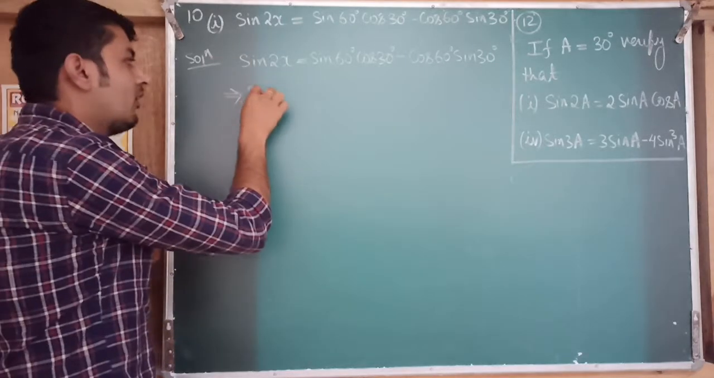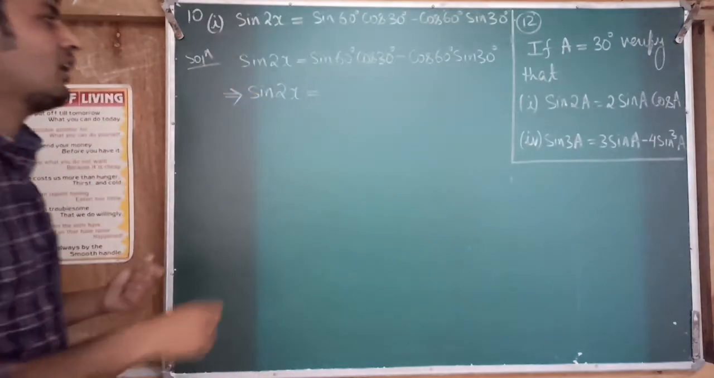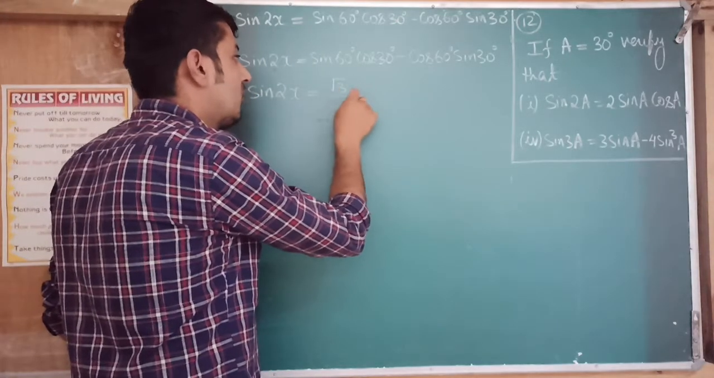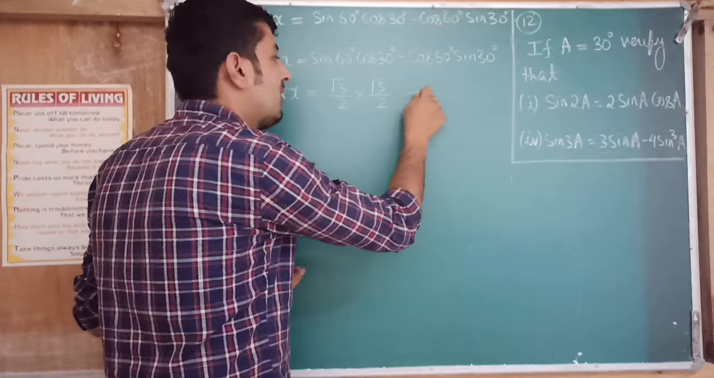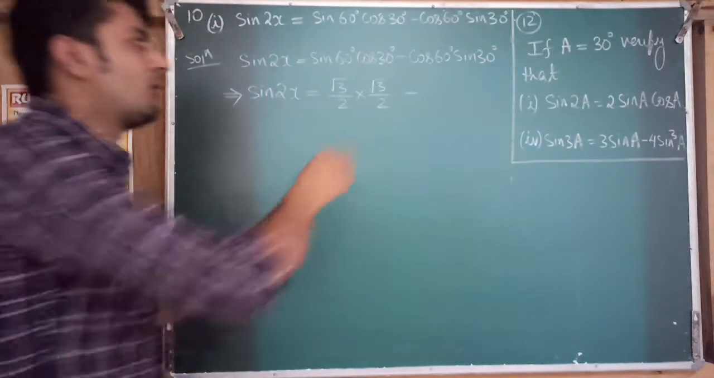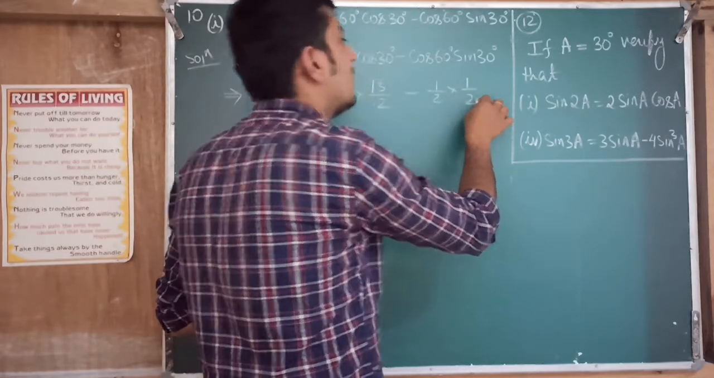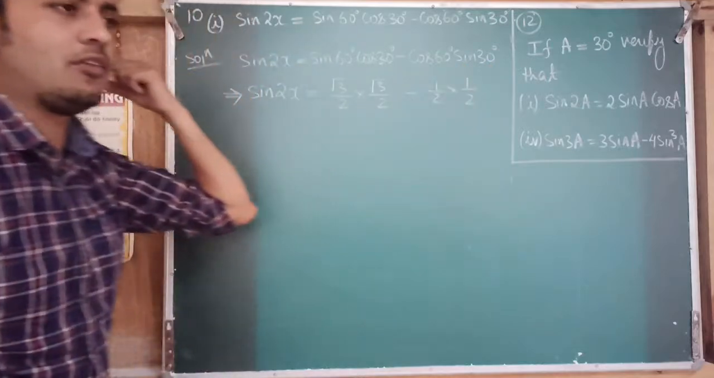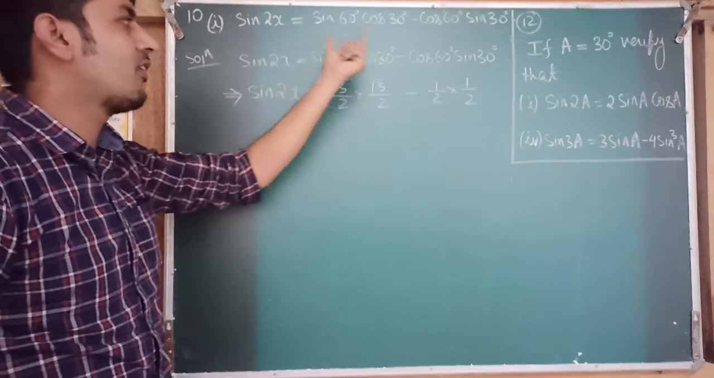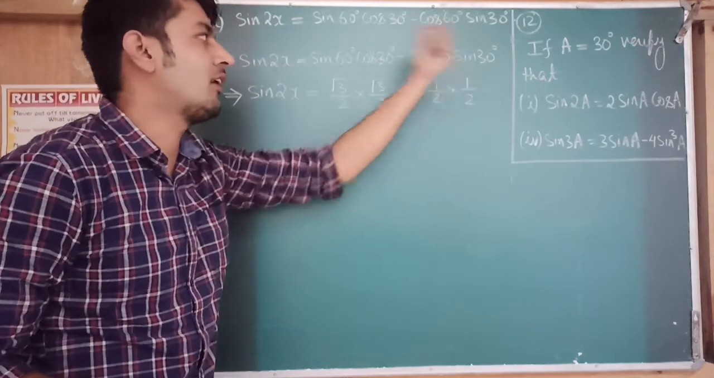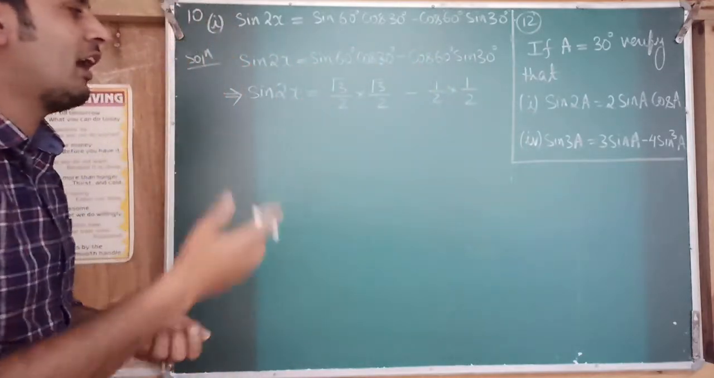So sine of 2x is equal to how much? What is sine 60? Root 3 by 2. What is cos 30? Root 3 by 2. I am using my trigonometric table. What is cos 60 degree? 1 by 2 into 1 by 2, because your sine 30 is 1 by 2. So after we finish using the trigonometric table for sine 60, cos 30, cos 60 and sine 30, we got this expression. After we get this expression, what do you have to do next?